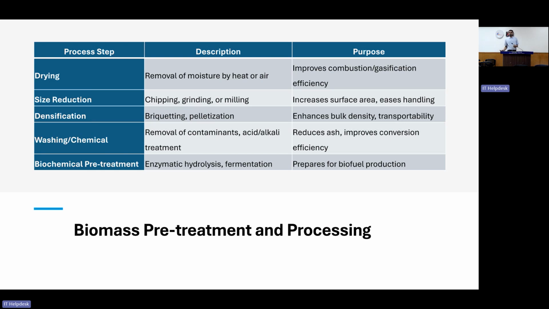Okay, sometimes biomass densification is done when the biomass has very low density. Usually briquetting and pelletization are done for the biomass. This is to enable the transportability of the biomass. If the bulk density is higher, its transportability is higher. As you know, biomass with lower density has higher transportation cost.